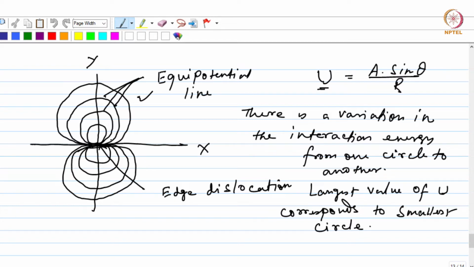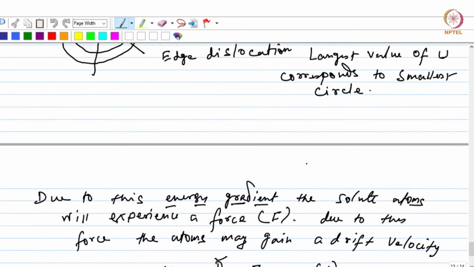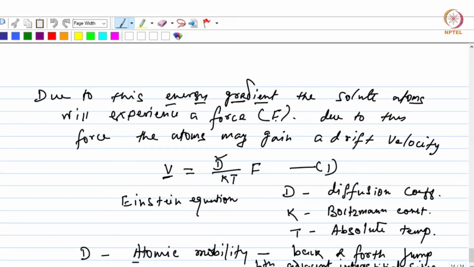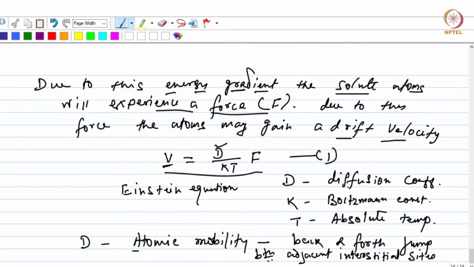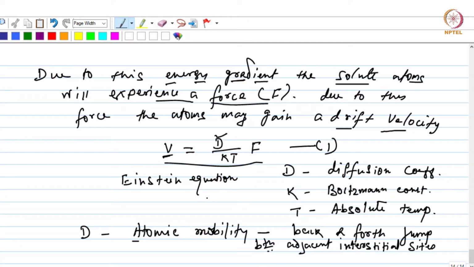So there is a variation in the interaction energy as you move from the dislocation, right? Due to that energy gradient, we have a force which is experienced by the solute atoms. This is what we discussed in the previous class. And due to this force, the atoms may gain a drift velocity, which is given by the Einstein equation. Up to this, we have discussed in the previous class.